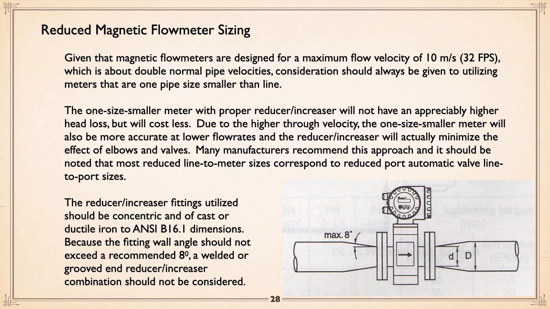Now here's what we're talking about: taking a mag meter a size smaller, and using a reducer on the inlet side and an increaser on the other side. They recommend a maximum 8-degree angle. So if you use fittings, either cast or ductile preferred, ANSI B16.1 dimensions of reducer and increaser, then you'll be safe. Welded or grooved reducers should not be considered, because welded reducer increasers and Victaulic or grooved end reducer increasers are more than 8 degrees.